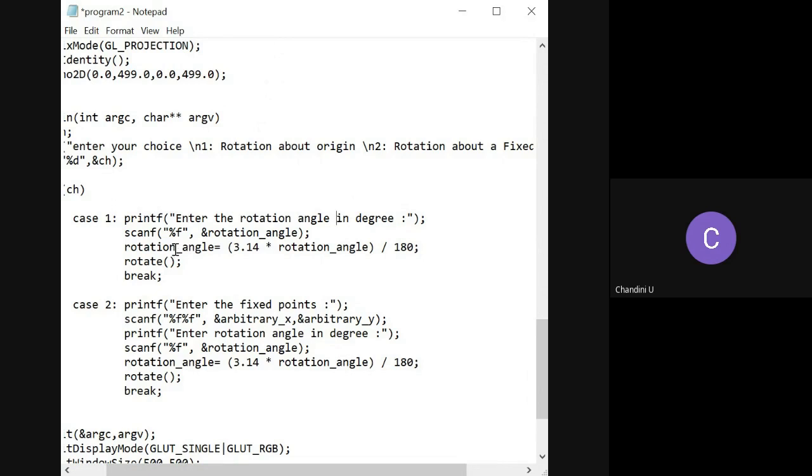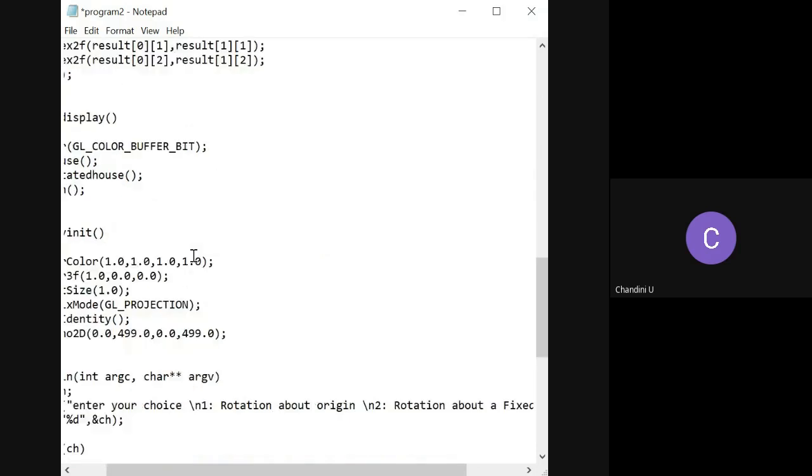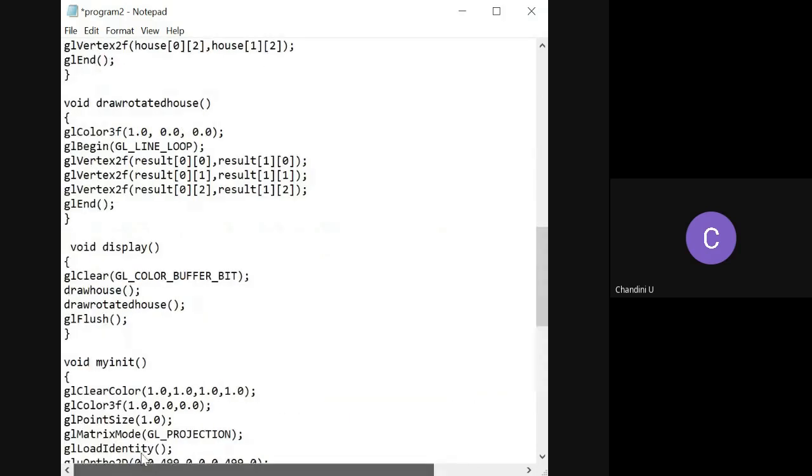All right, so conversion of degree to radians is pi by 180 into theta in degrees. So pi is 3.14 into rotation angle divided by 180. We will get the rotation angle in radians. All right, so now we have the rotation angle with us. Obviously this is rotation about origin, so you need not have the x and y fixed point values. Now you call the rotate function. Now let us go to the rotate function.